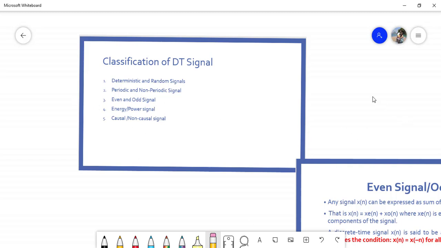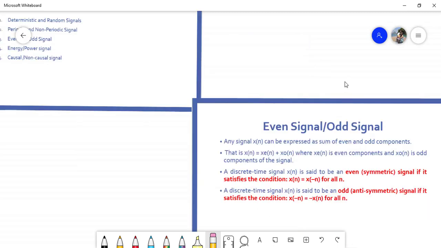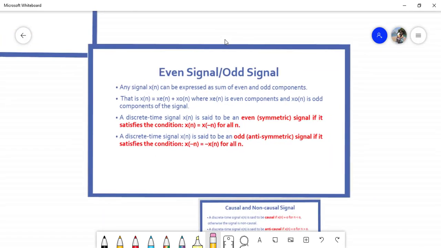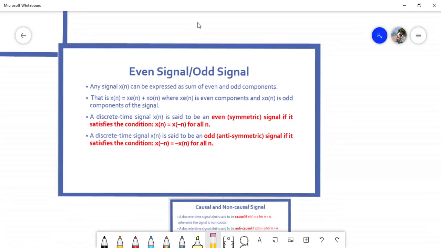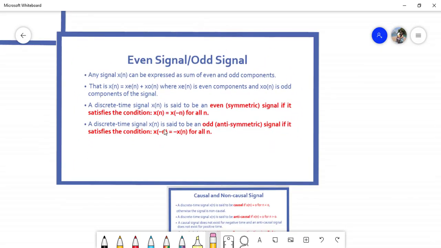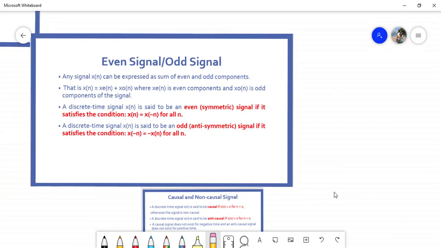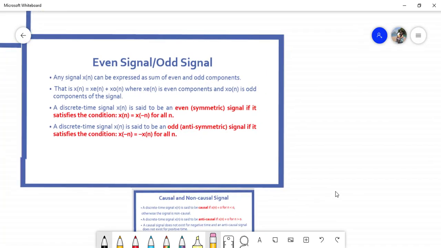For identifying whether a particular signal is an even signal or odd signal, there are a few conditions that need to be satisfied. The first thing you have to understand is that any discrete time signal, say x[n], can be expressed as a sum of the even component of the signal plus the odd component of that signal. So let's see how to identify whether a particular signal is an even signal or not.